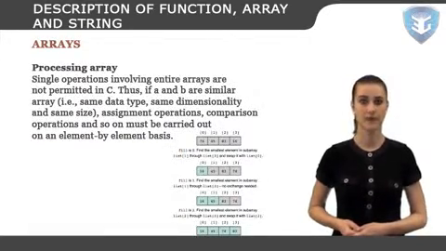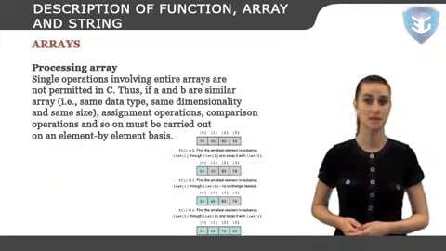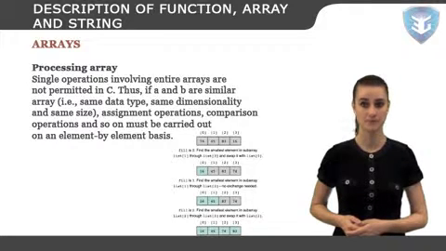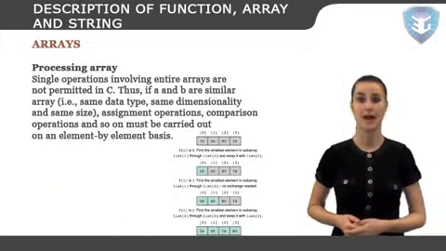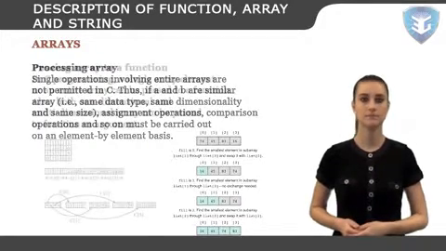Processing arrays. Single operations involving entire arrays are not permitted in C. Thus, if A and B are similar arrays, for example the same data type, same dimensionality, and same size, assignment operations, comparison operations, and so on must be carried out on an element-by-element basis. This is usually accomplished within a loop, where each pass through the loop is used to process one array element. The number of passes through the loop will therefore equal the number of array elements to be processed.